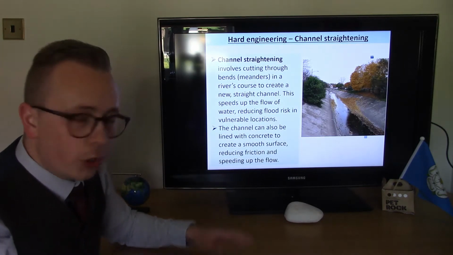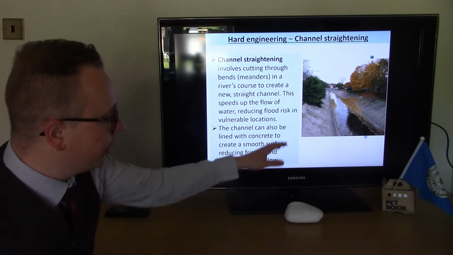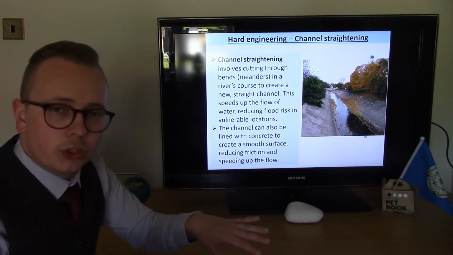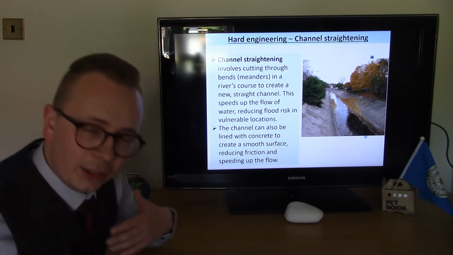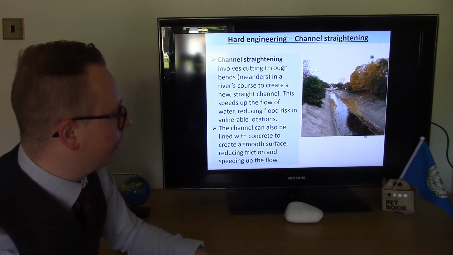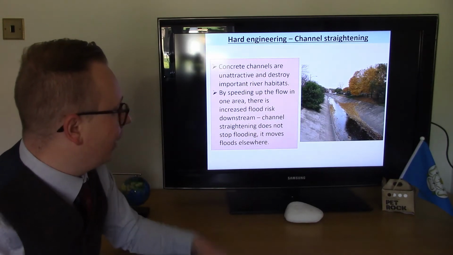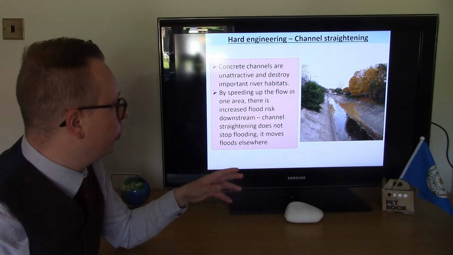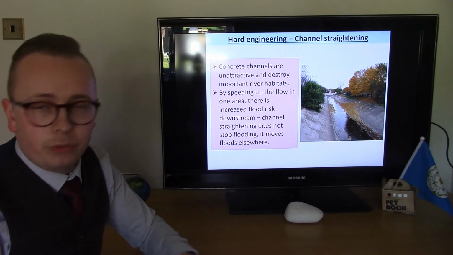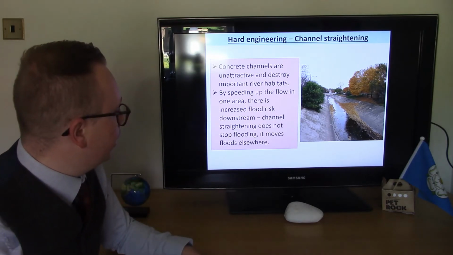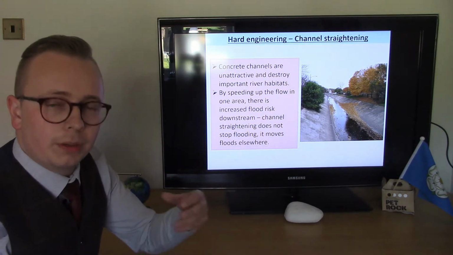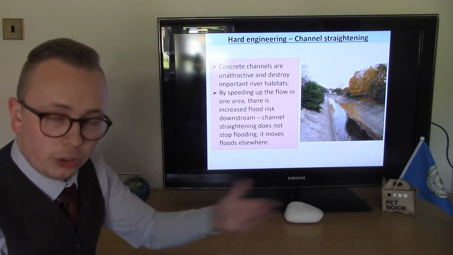And the channels can also be modified to be lined with concrete, quite common in urban areas. And that concrete, even though it looks rather ugly, does create a smoother surface, reducing friction and again increasing flow, moving that flood water quickly through the system away from these high value lands. Now those are very unattractive and they do destroy important river habitats. So a lot of invertebrates living in the river have no longer a place to live. And actually, even though speeding up the flow does reduce the risk of flooding from those valuable areas, it's not stopping the flood, and instead that flood is going to move somewhere else and cause damage elsewhere.